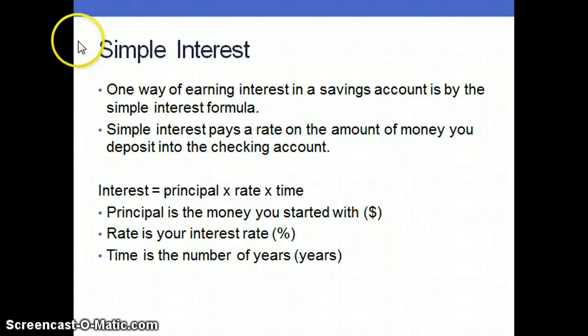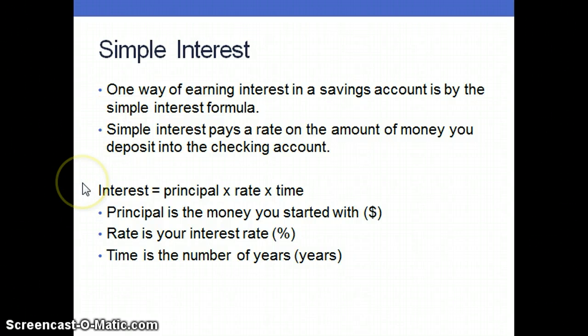All right, so simple interest. One way of earning interest in a savings account is with something called simple interest. The other type of interest is called compound interest. We're not going to learn about that in this course, but if you ever hear that term, compound interest, it's similar to simple interest. It's actually quite more difficult and complicated to figure out, though. Simple interest pays you a rate on the amount of money that you deposit into your checking or into your savings account. And with this section, we're talking about savings accounts. It's most common to earn interest on a savings account.